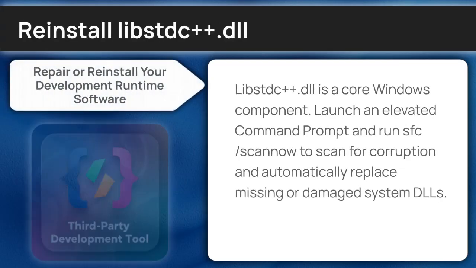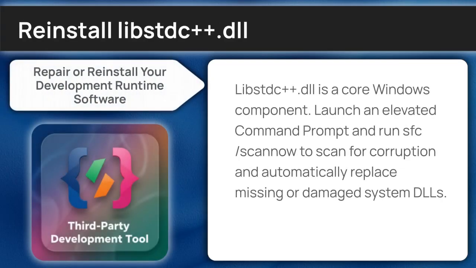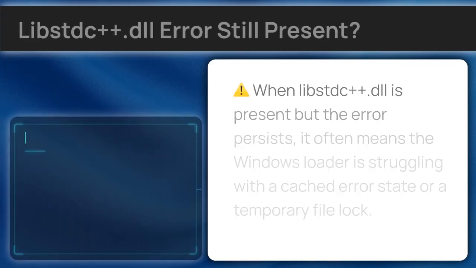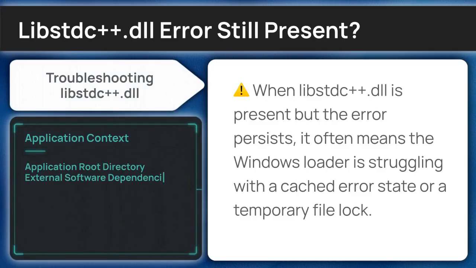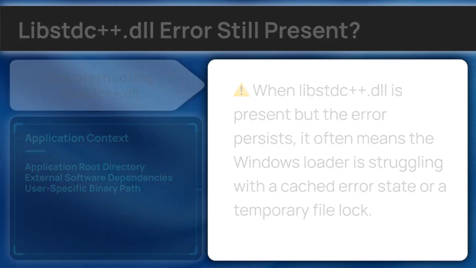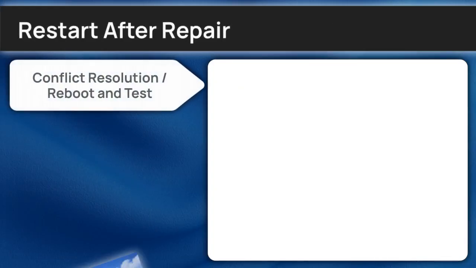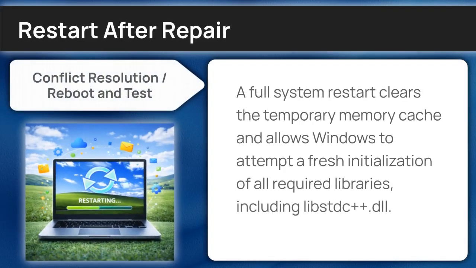Libstdc++ is a core Windows component. Launch an elevated command prompt and run sfc /scannow to scan for corruption and automatically replace missing or damaged system DLLs. If you're still seeing the missing file notification, we should attempt to force a synchronization between the software and the OS. A standard reboot clears out temporary memory conflicts and gives the Windows loader another chance to properly register the Libstdc++ component during startup.